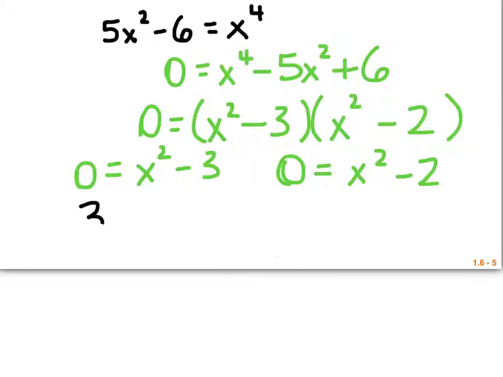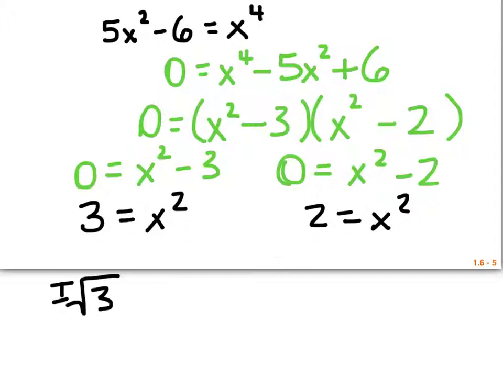And then this would become 3 equals x squared and 2 equals x squared, taking the square root of each side, plus or minus root 3 equals x, and plus or minus root 2 equals x. And these would be my two solutions.